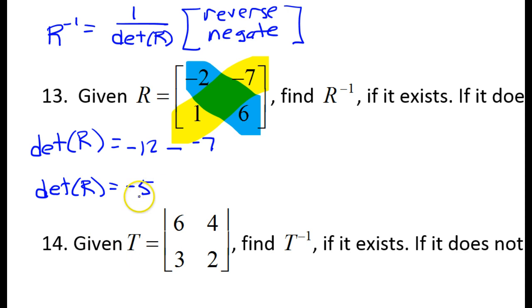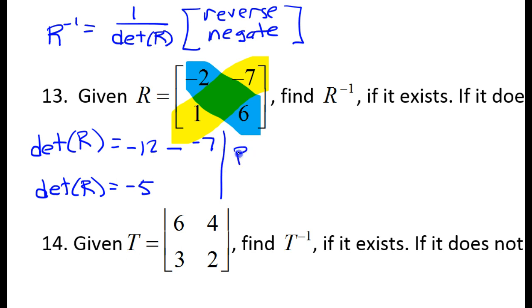By the way, if the determinant is 0, then there is no inverse. Also, to have an inverse, it has to be a square matrix in the first place, like 2 by 2, 3 by 3, etc. So anyway, now that we have the determinant, we can go on with my little formula.